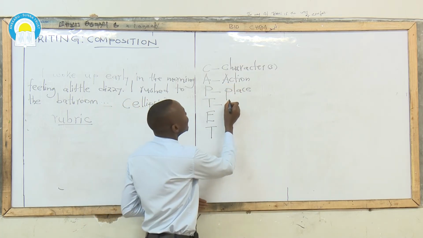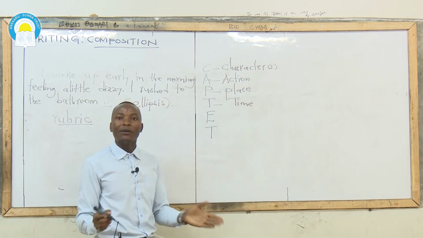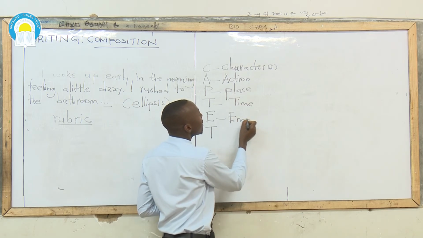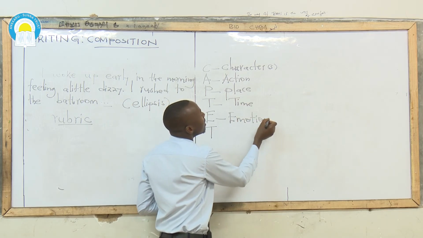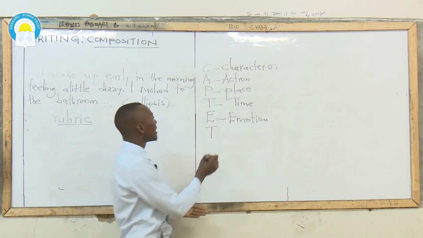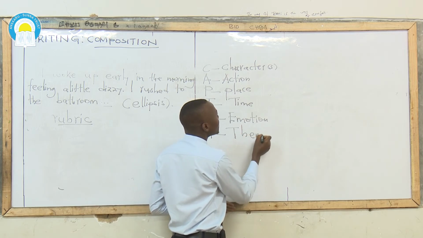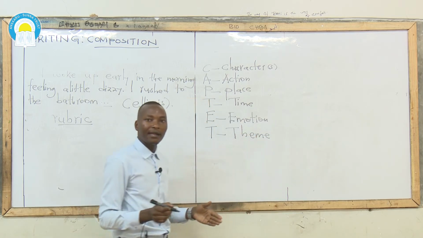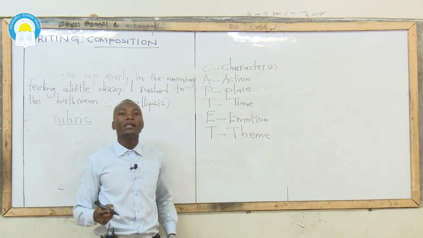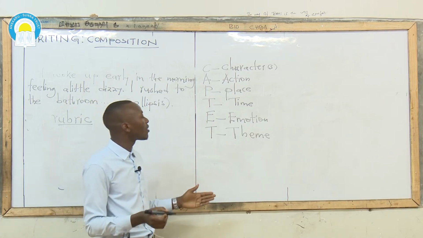Then the first T is time. When is the character doing the action? Then E, emotion. How was the character feeling when he was doing the action? Then this is the theme. Theme will help the learner to get the heading or the title of the composition. What is this all about? What is the whole composition about?